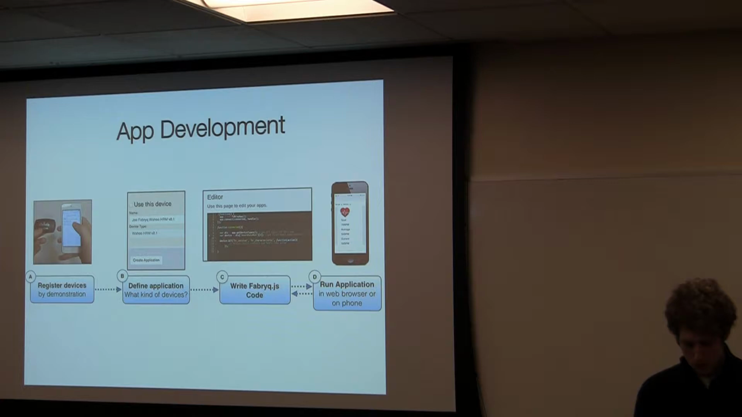Those steps are basically A and B, and after you do that, we have a built-in editor on our website where you can write code. It gives you boilerplate code to start with, but then you can write more code on top of it, and it's automatically hosted, and with a click you can open it either on your phone, on your gateway device, or on the fabryq website.